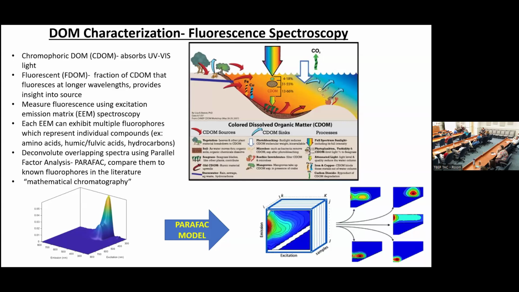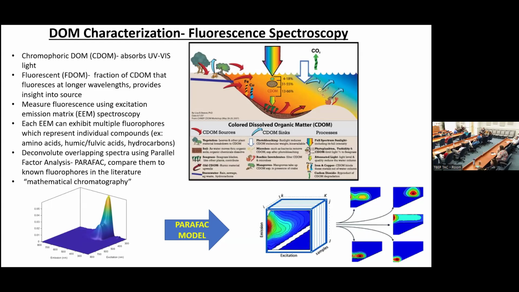And each EEM, since it's simultaneously scanning at different wavelengths, as you can see in this figure on the left, gives you kind of this elephant under the blanket. To piece apart these individual fluorophores, we can use PARAFAC modeling, which essentially is a form of mathematical chromatography. And each of these underlying spectra can tell us if it's humic-like, soil fulvics, protein-like, etc.